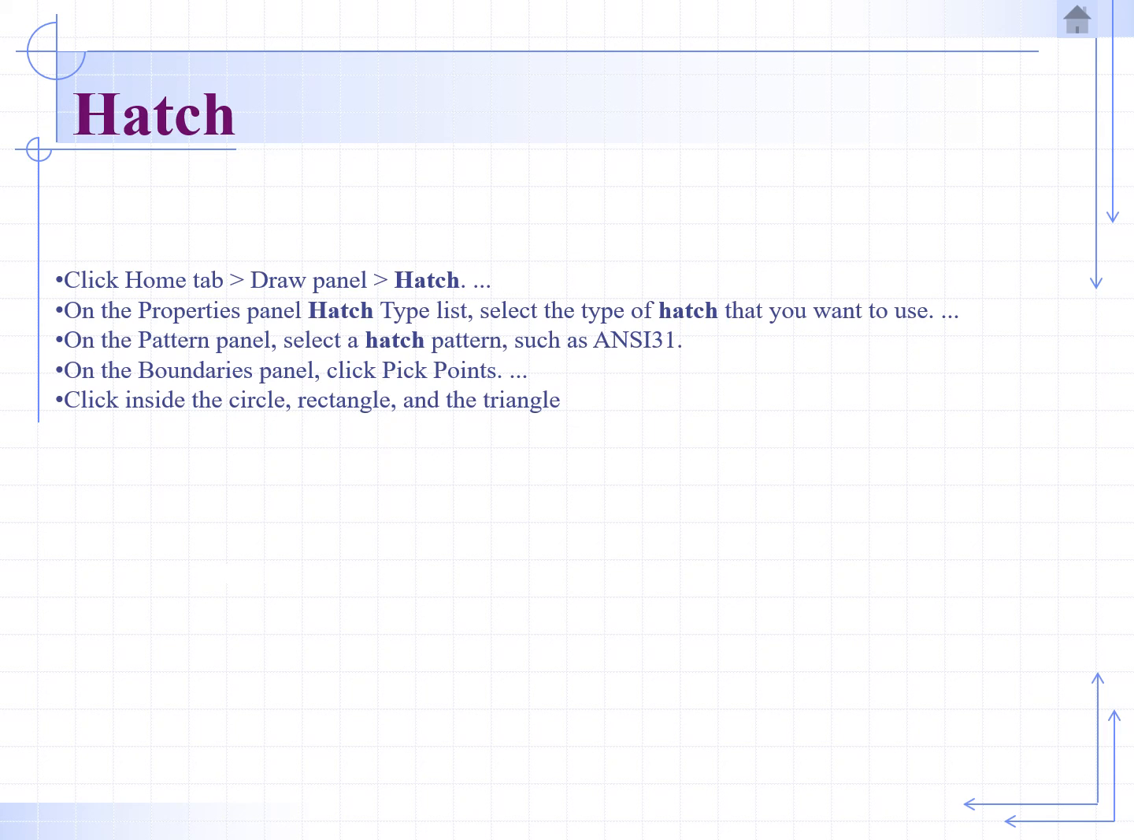And then on the Boundaries panel, you can click Pick Points. And then you'll click inside a circle or a rectangle or a triangle. Any object that's closed in, and what that'll do is it'll create a pattern inside that shows that's like a solid entity or a specified type of material like concrete or sand or steel or whatever the material may be.